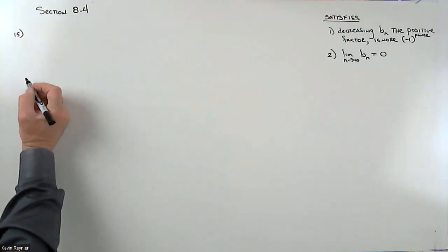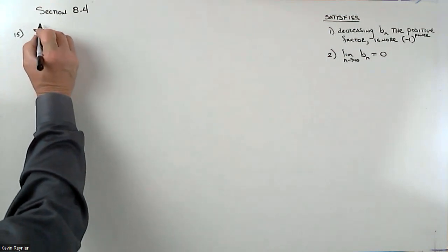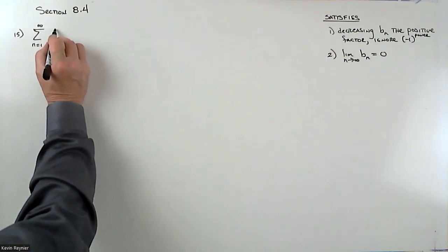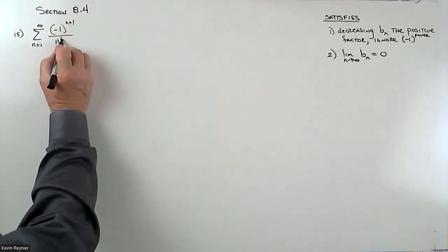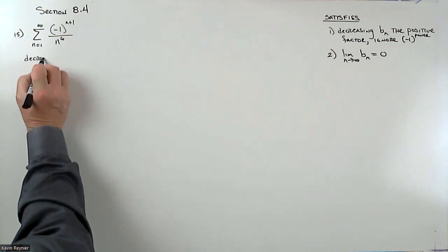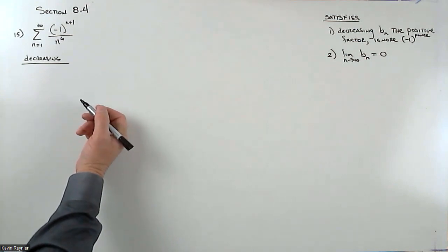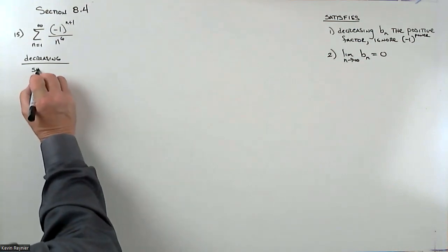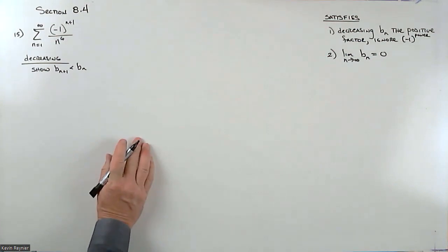So problem 15, we have the sum from n equals 1 to infinity of negative 1 to the n plus 1 in the numerator, and down below we have n to the 6th. Okay. So what do we have to do? We've got to show that this is decreasing, right? Now here, we can probably get by with using the algebra approach. Decreasing. So we've got to show that the n plus first term is smaller than the nth term.